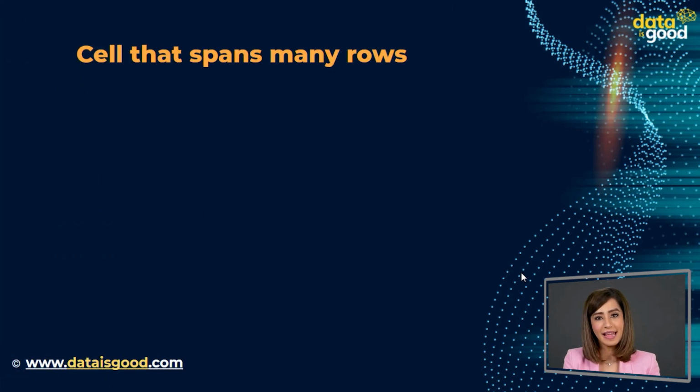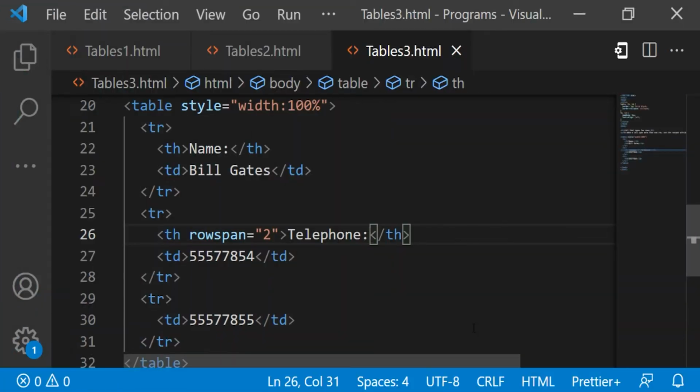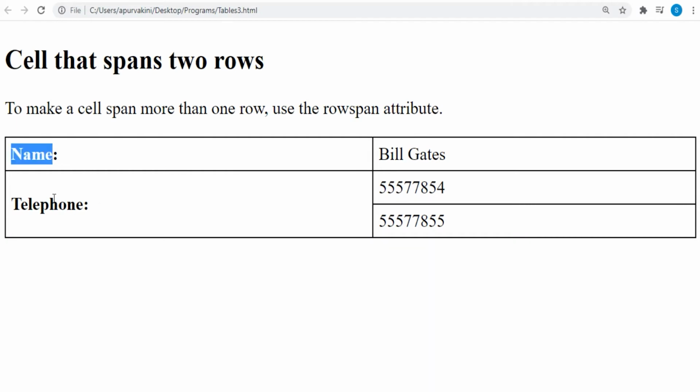The next one is an HTML table cell that spans many rows. To make a cell span more than 1 row, use the rowspan attribute. Here's an example of adding many rows. It is just like colspan, but instead of spanning the column, here we span the row into more than 1 cell. Now let's see the output. We have given the headings horizontally, so you can understand this concept better. On the second row, we have applied the rowspan attribute.